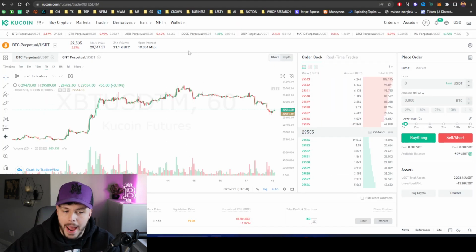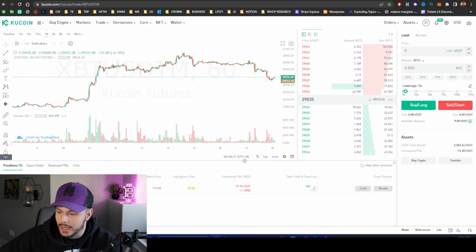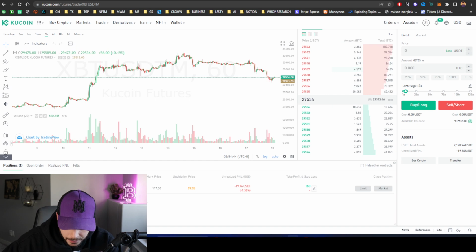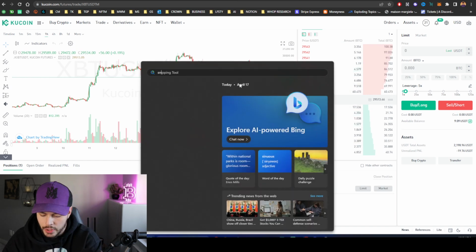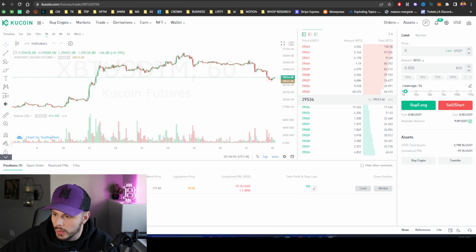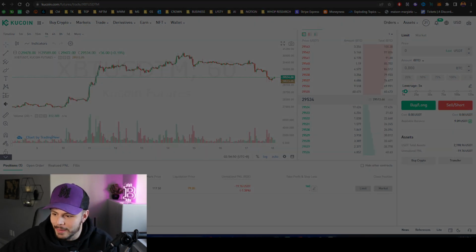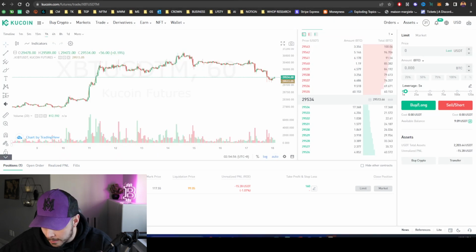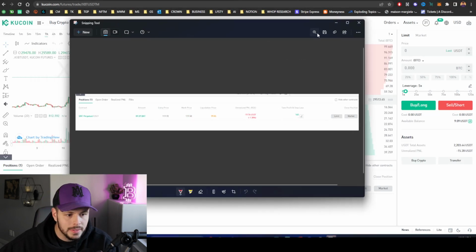We are gonna hop into my KuCoin account, right in here, where I currently have a quant long open right there at the bottom. You can see my quant long, and I actually want to explain to you a little bit about what some of these numbers are. So we're gonna pull up the snipping tool right here, one of my favorite Windows tools.